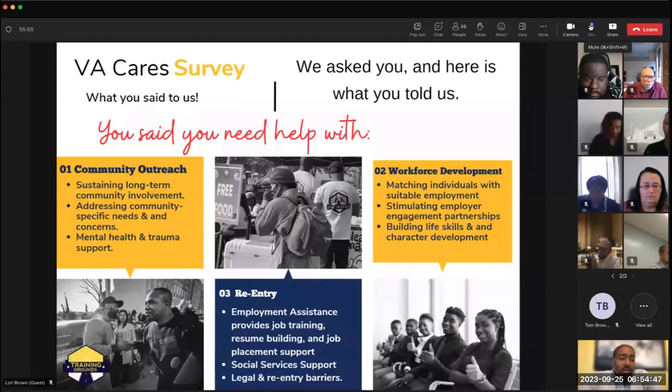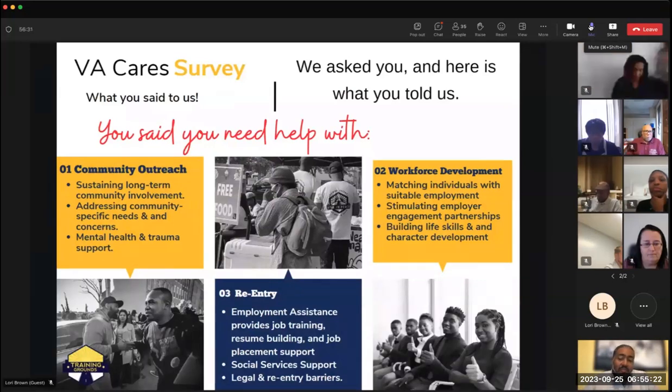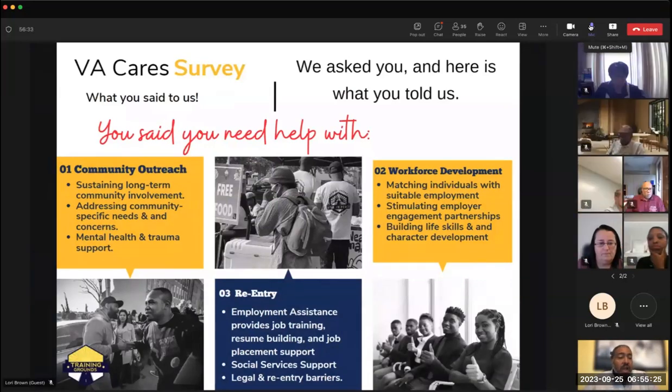There were 3 primary areas in the feedback that you gave us. One was in the area of community outreach. You said that you needed help with sustaining long-term community involvement, and that is something that is unique to communities, right? You also said you needed support with addressing community-specific needs and concerns, recognizing that neighboring communities may have very distinct and different needs and support that's required. And then certainly mental health and trauma support.